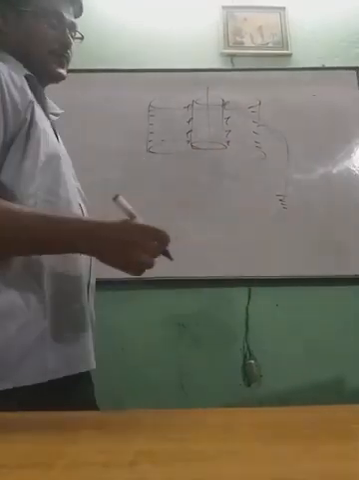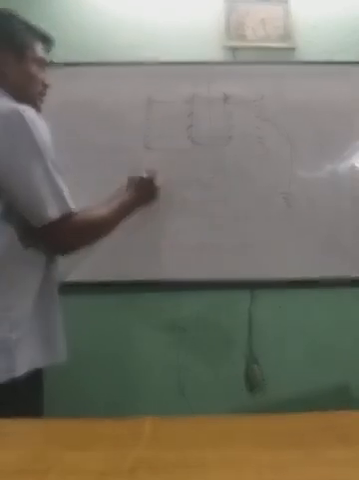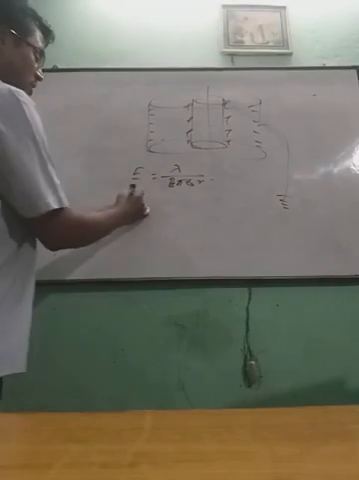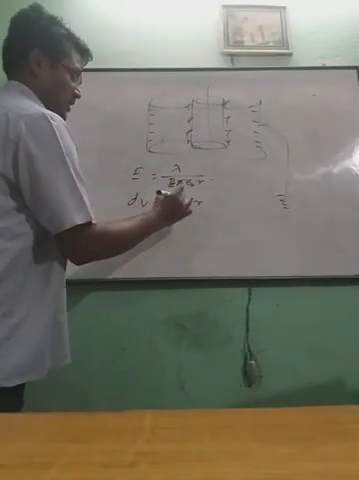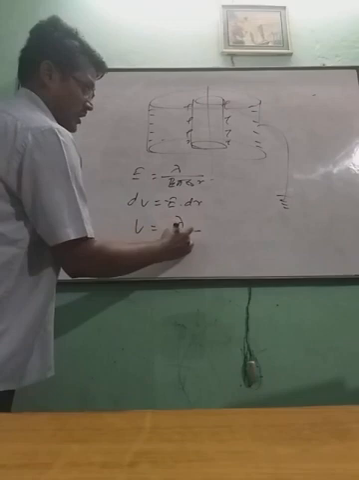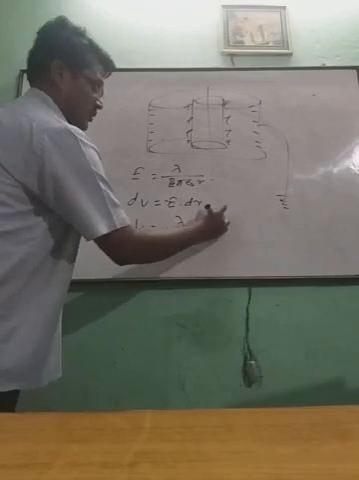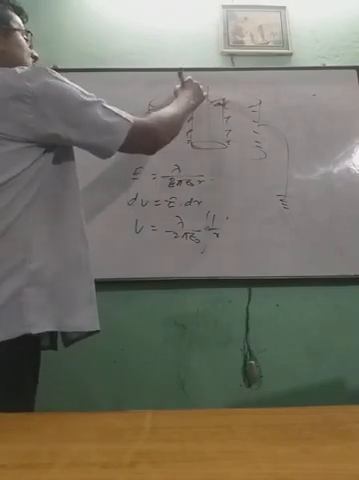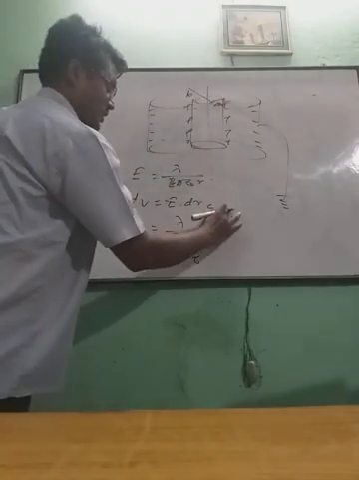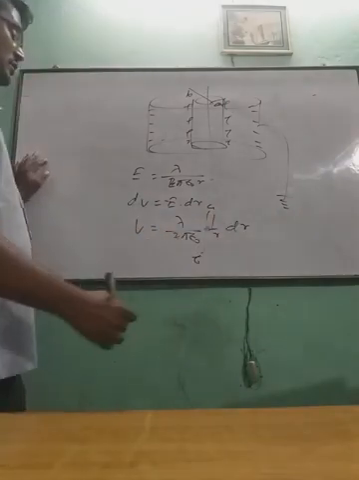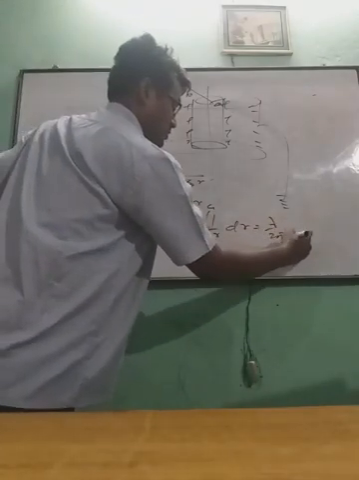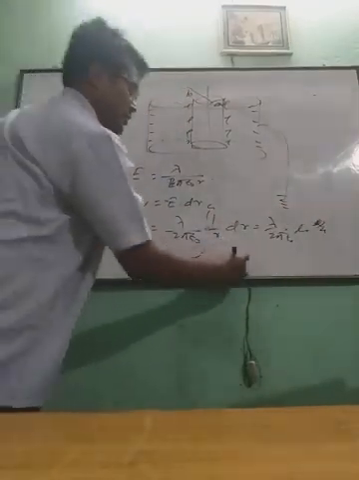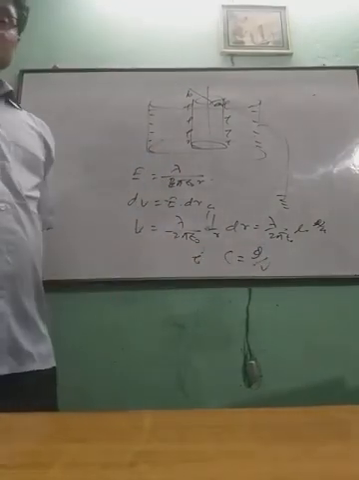I have discussed in the application of Gauss theorem that E equal to lambda by 2 pi epsilon 0 r, and dV equal to what? Minus E dot dr. So V equal to lambda by 2 pi epsilon 0 times the integral of 1 by r dr. Here the inner radius is small a, here it is capital B, integrating from a to b. Here it comes out as lambda by 2 pi epsilon 0 ln b by a. So if V is there, then we can find C equal to q by V in this way.